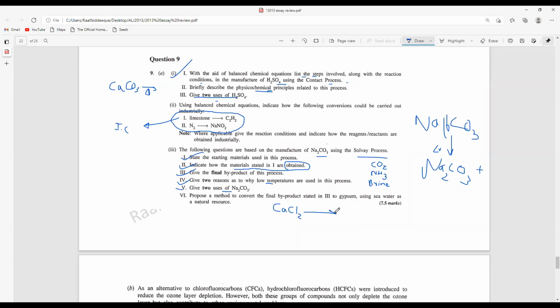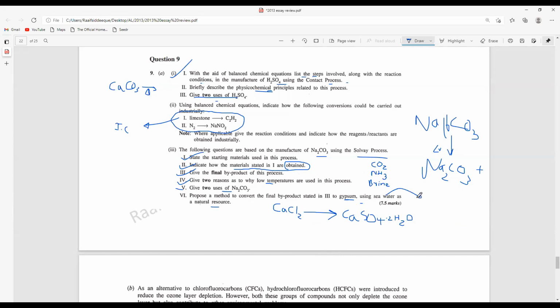So if you have calcium chloride, you have to convert that into gypsum, which is calcium sulfate dot 2H2O. First you need to understand what calcium sulfate dot 2H2O is, which is gypsum. And if you have calcium sulfate dot half H2O, we say that is plaster of Paris. So here we need another conversion, using seawater as a natural resource.